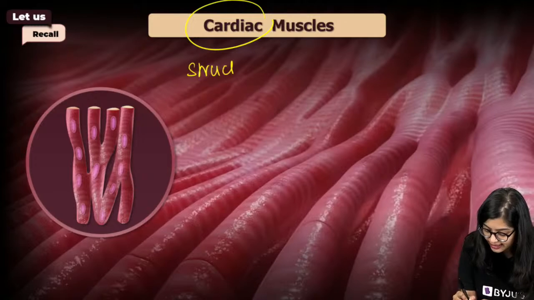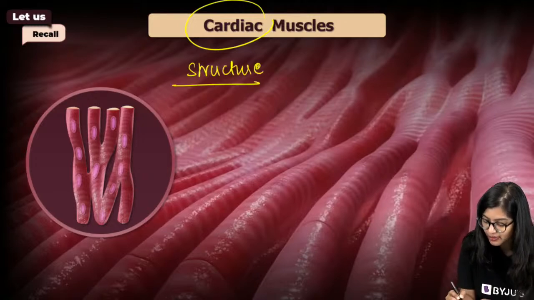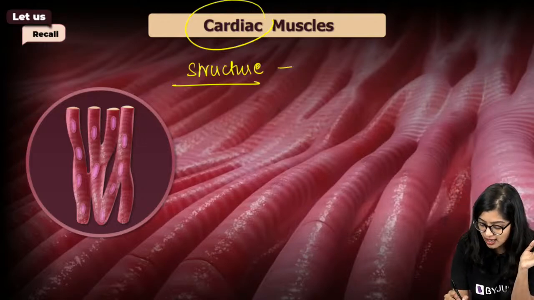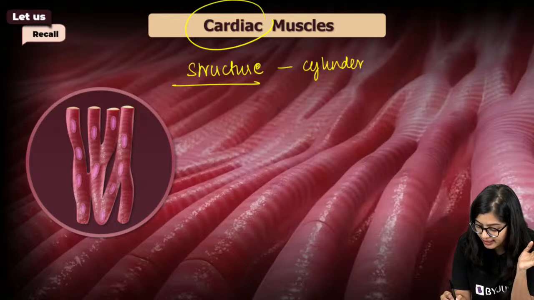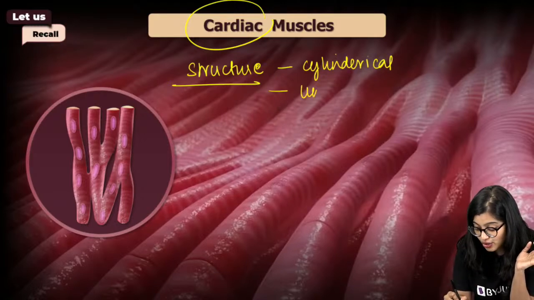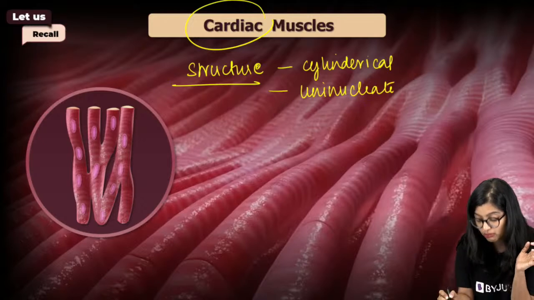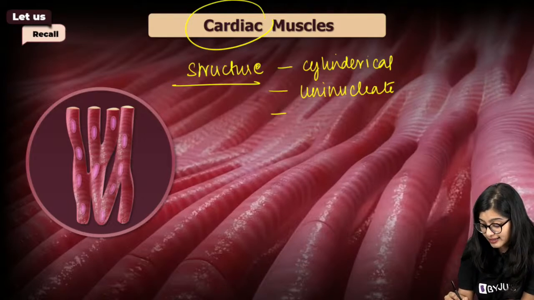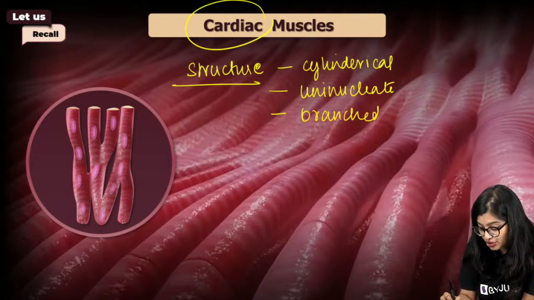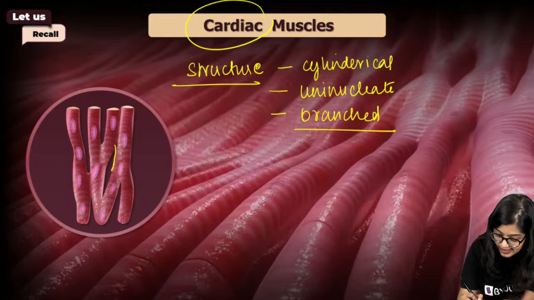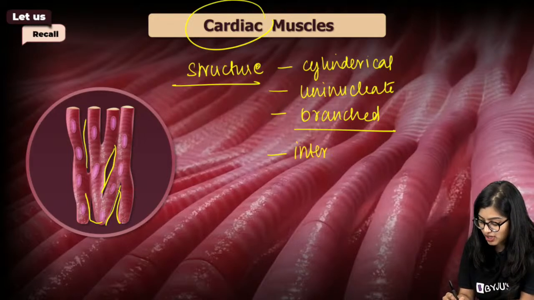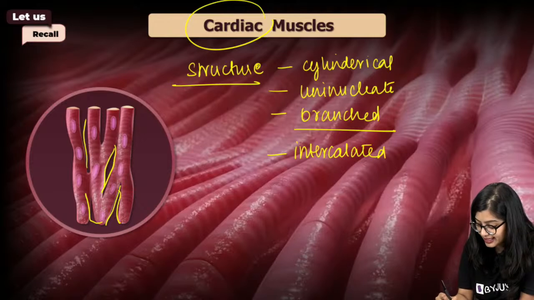Now structurally, this cardiac muscle is somewhere between your smooth muscle and your skeletal muscle, because here we see that they are made up of cylindrical cells, right? But they are uninucleate, unlike your skeletal muscle which was multinucleate. And we see that these tissues are branched. That means these are made up of cells which are branched in this manner. And we also see that they have some specialized structures called intercalated discs, right?